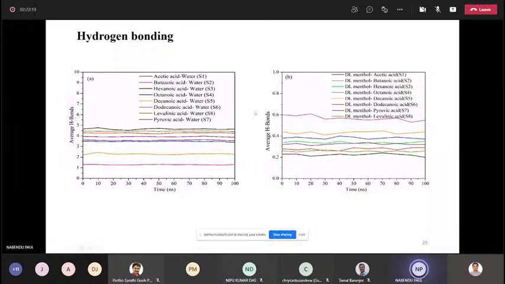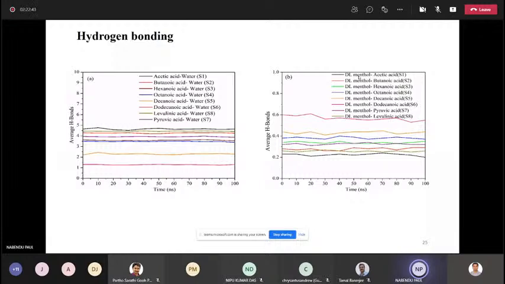Let us come to the HBA and HBD interaction now. We know that the DL-menthol and acetic acid interaction is lower, and as we increase the chain length of the carboxylic acid from C1 to C12, we will have a larger interaction.